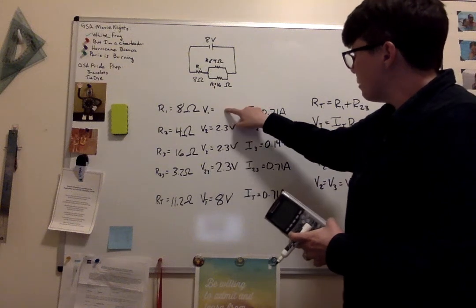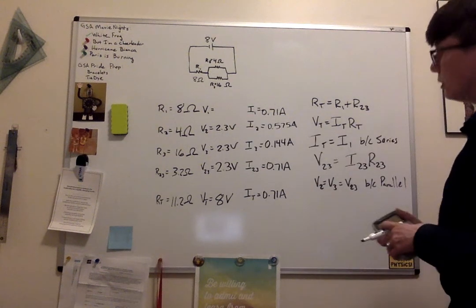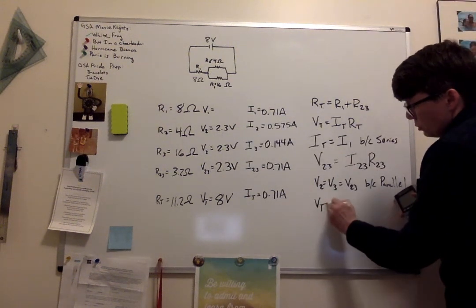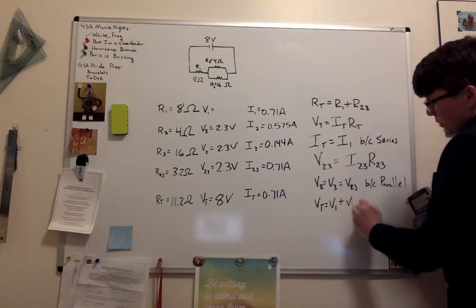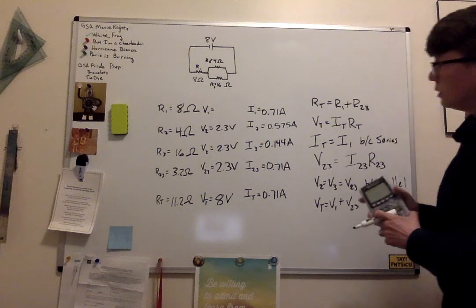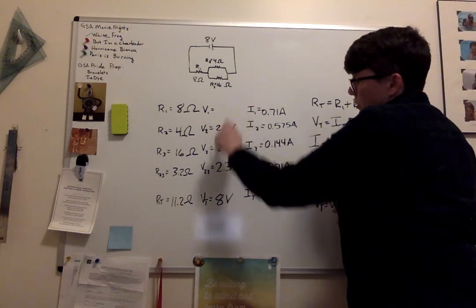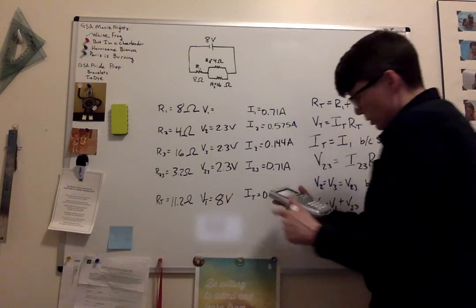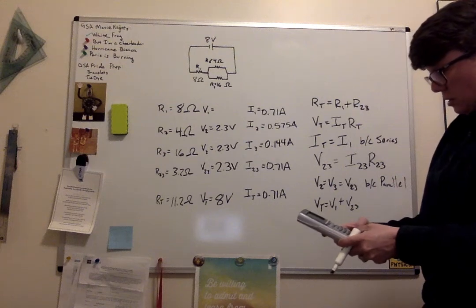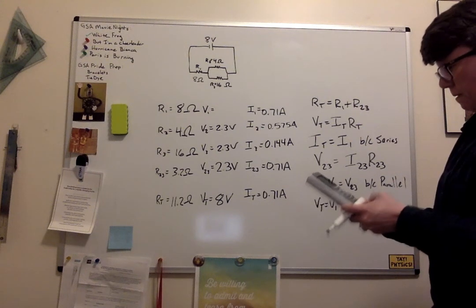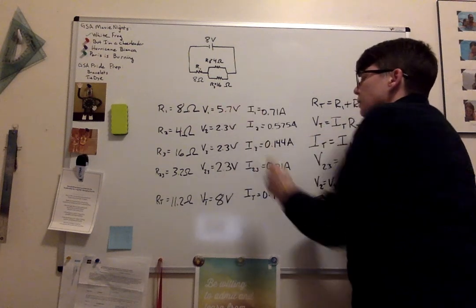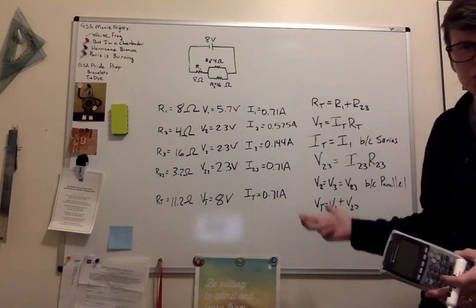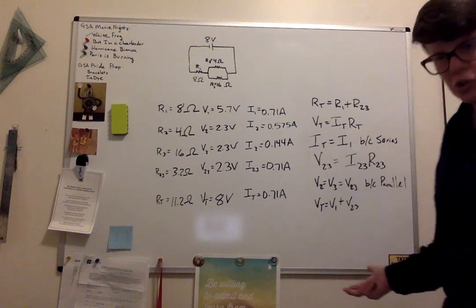The only number I haven't solved for here is this. So I know that V total is V1 plus V2,3. So this number plus this number has to equal this. And these are all of your answers for the solution for this problem.